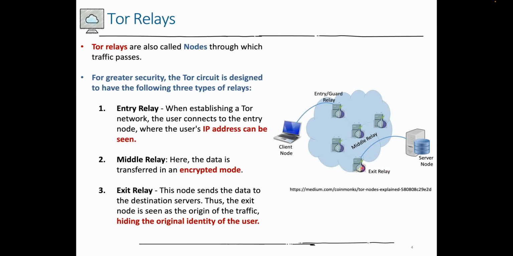This node decrypts the final layer of encryption and sends the original data to the destination server. To the destination server and its observers, the exit relay appears to be the origin of the traffic. So this misdirection shields the actual source of the data, keeping the user's IP address from being disclosed to the destination server.